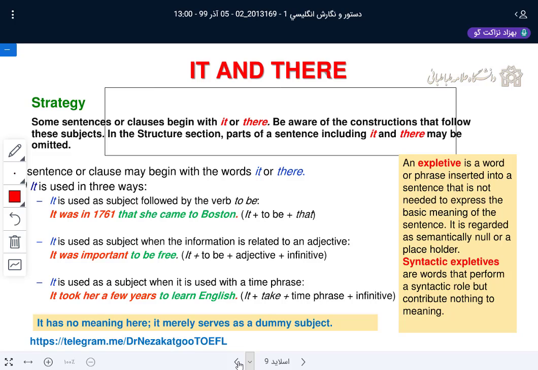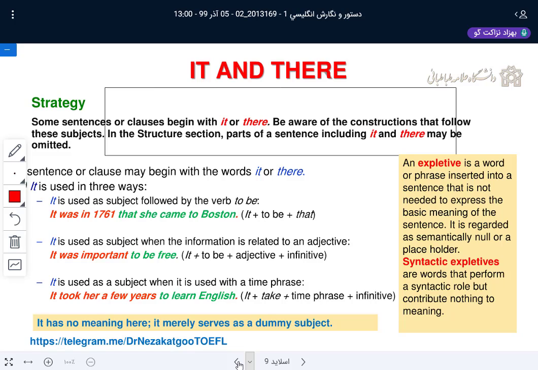It was in 1761. So adverb of place, preposition plus the noun, so adverb of place. That she came to Boston. So as you see, a noun clause just comes immediately after that.